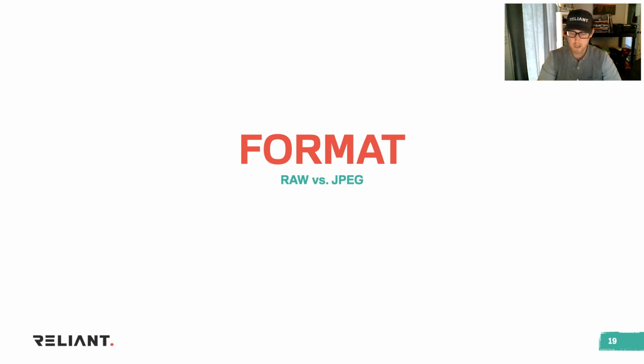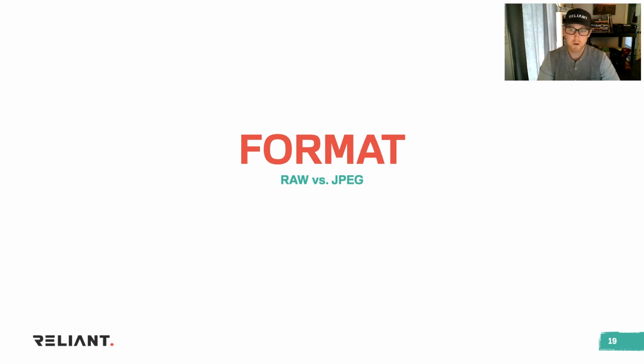All right, let's talk about format. All DSLR or mirrorless camera systems allow you to shoot in either RAW or JPEG. Now, I'm going to encourage you to always shoot in RAW. RAW files are uncompressed files that allow you to make a wider range of edits when you start your process for editing your images.